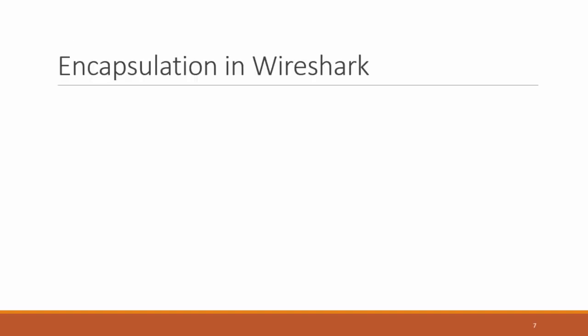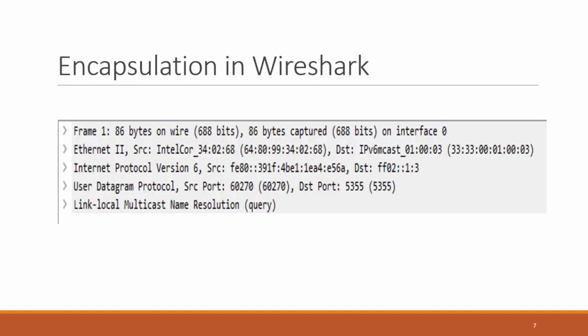Encapsulation. We now want to look at this in our tool, Wireshark. As this image shows, we have the data all encapsulated within the frame. This is followed by the Ethernet, and then the IP, followed by the encapsulated protocol, which in this example is UDP. This shows us how the network protocols are contained within one another.